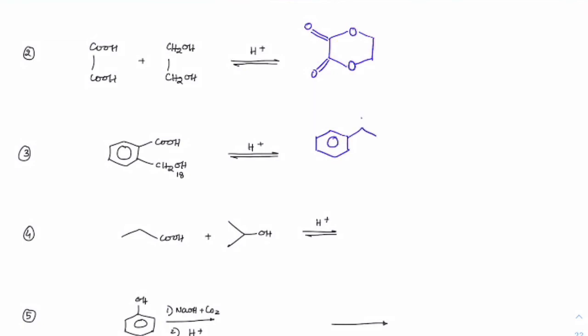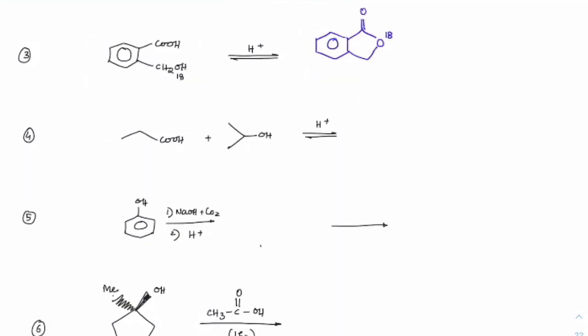So we'll get a double bond O with this oxygen 18. You can see we'll have this double bond O, and this oxygen is connected with the carbon having this 2-methyl.